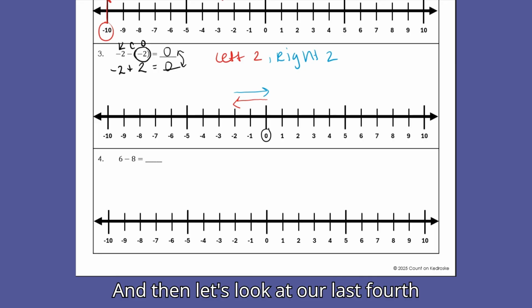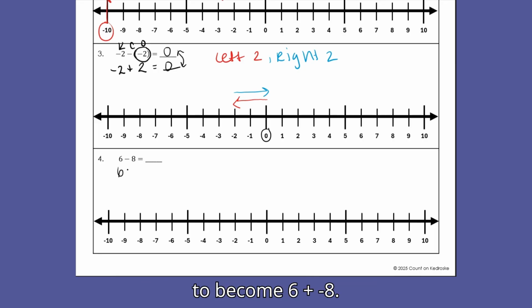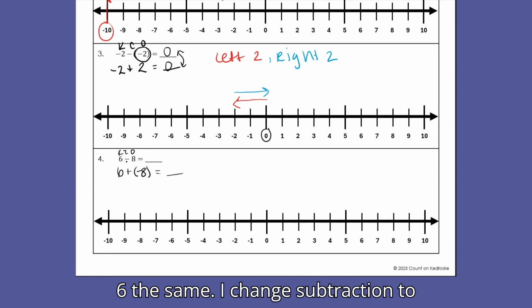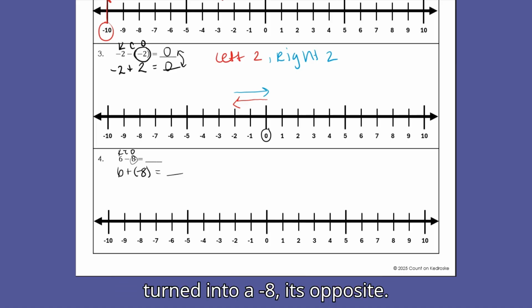And then let's look at our last, fourth example. We have 6 minus 8. So that's going to become 6 plus negative 8. Okay. So I have keep, change, opposite. I kept 6 the same. I changed subtraction to addition. And that 8 should be turned into a negative 8.